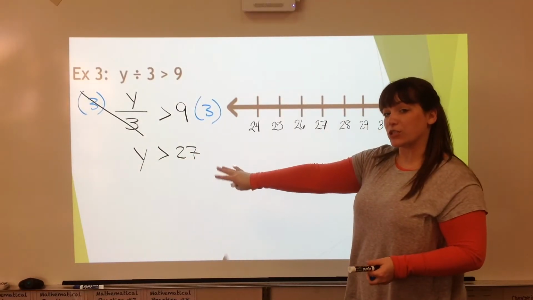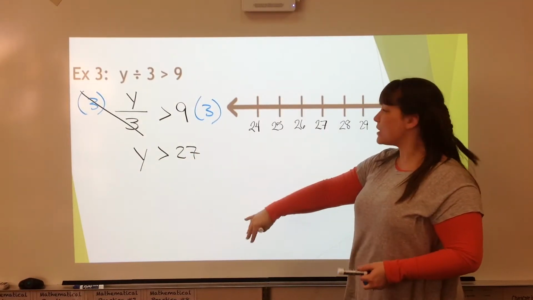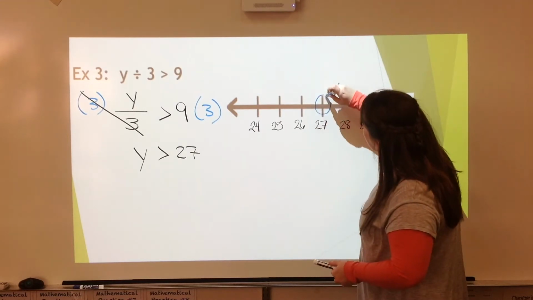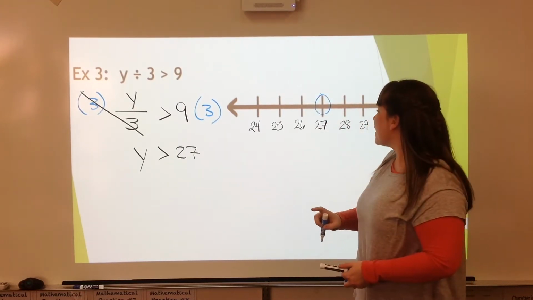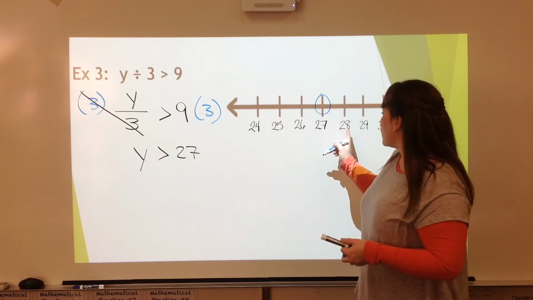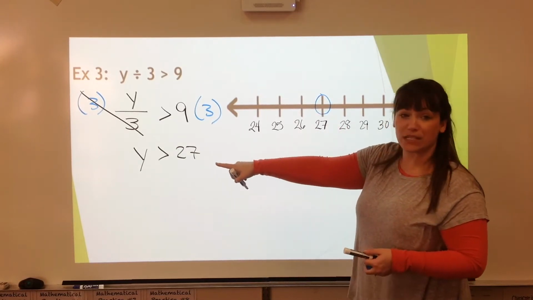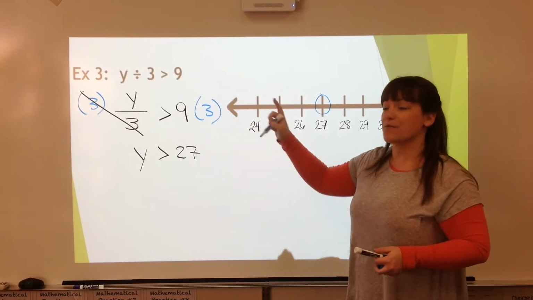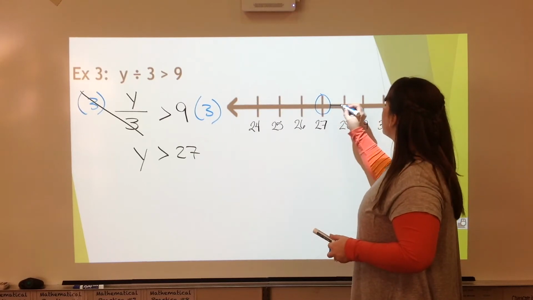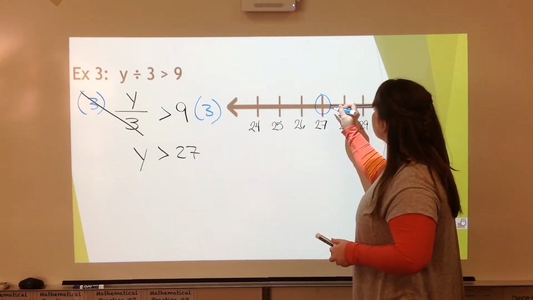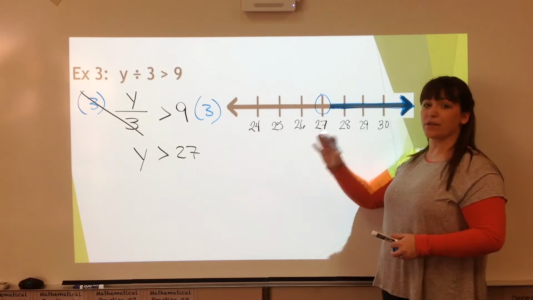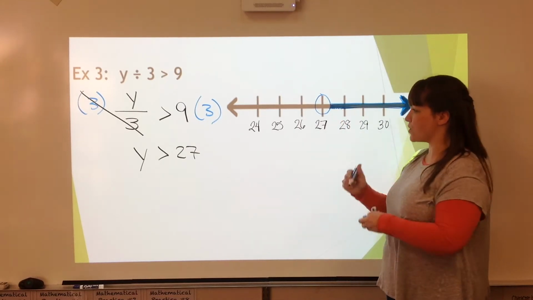Because we're dealing with just greater than and not greater than or equal to, I need an open circle above 27, and then let's test it out. If it's 28, that makes that statement true. 28 is greater than 27, and so I need to shade to the right. To make sure it's very clear that the right-hand side is darker.